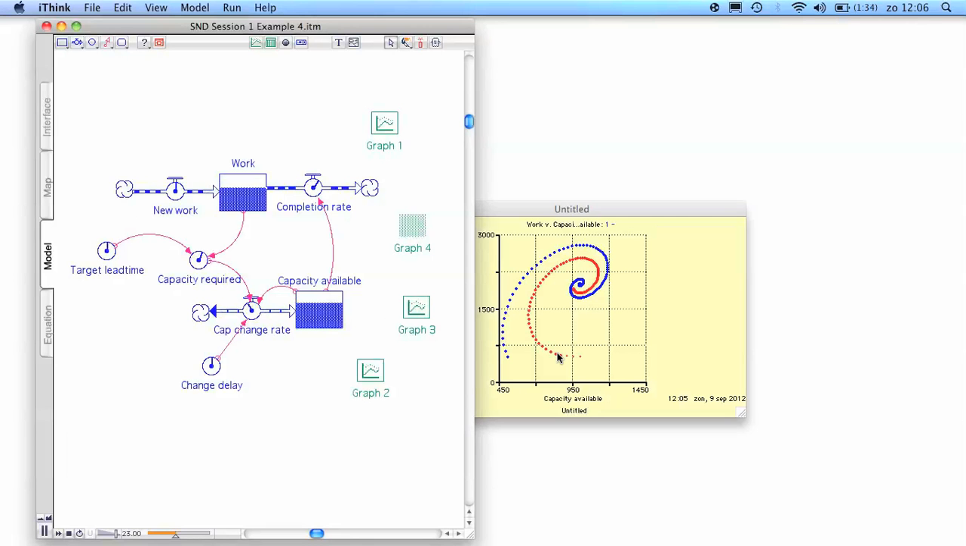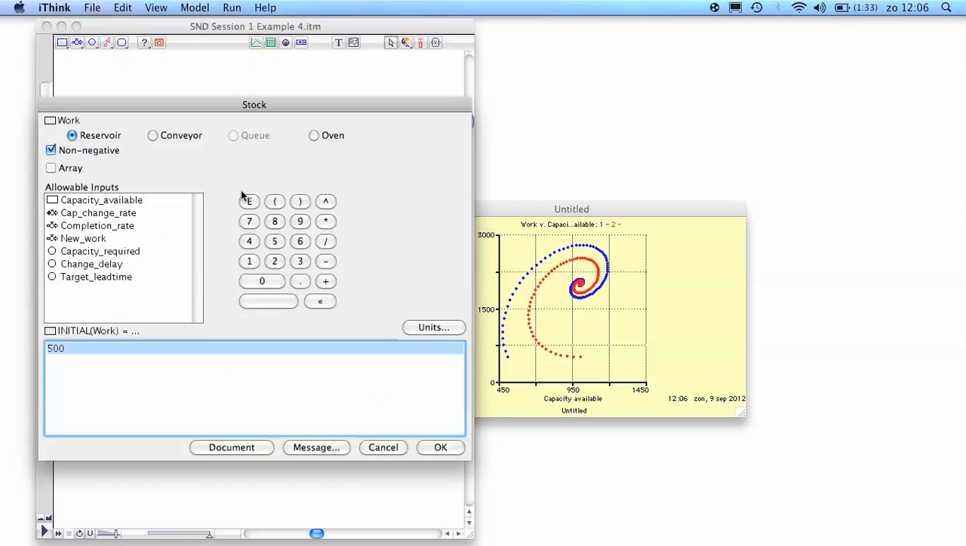Okay, we start at 1000, but we don't stay there. Because first, the system reduces our capacity. Why? Well, we don't have enough work there to justify the 1000 capacity. The work builds up, and then, yes, we have a little overshoot, and then we have enough capacity. Well, perhaps we should have a bit more work there. How about 2000 of work? Would that help? Again, I change the initial value of work.